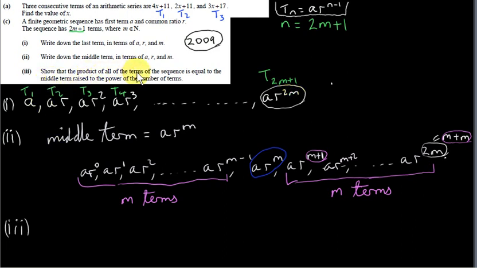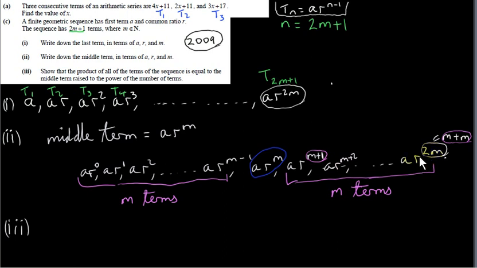Show that the product of all the terms of the sequence is equal to the middle term raised to the power of the number of terms. So let's get the product of all the terms of this sequence. So we have ar to the power of 0 times ar to the power of 1 times ar squared and so on, all the way up to ar to the power of 2m.